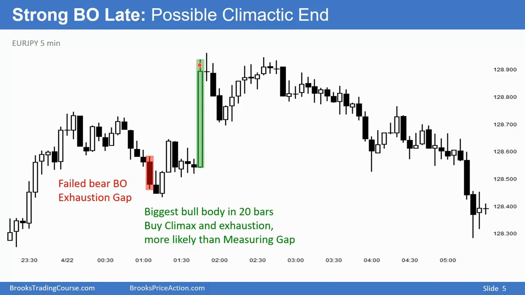Remember, most buy climaxes do not lead to bear trends. They usually lead to a trading range. We have big up, big down. Big up, big down means big confusion. Confusion is a hallmark of a trading range. So most buy climaxes, most sell climaxes are followed by trading ranges, not necessarily reversals.